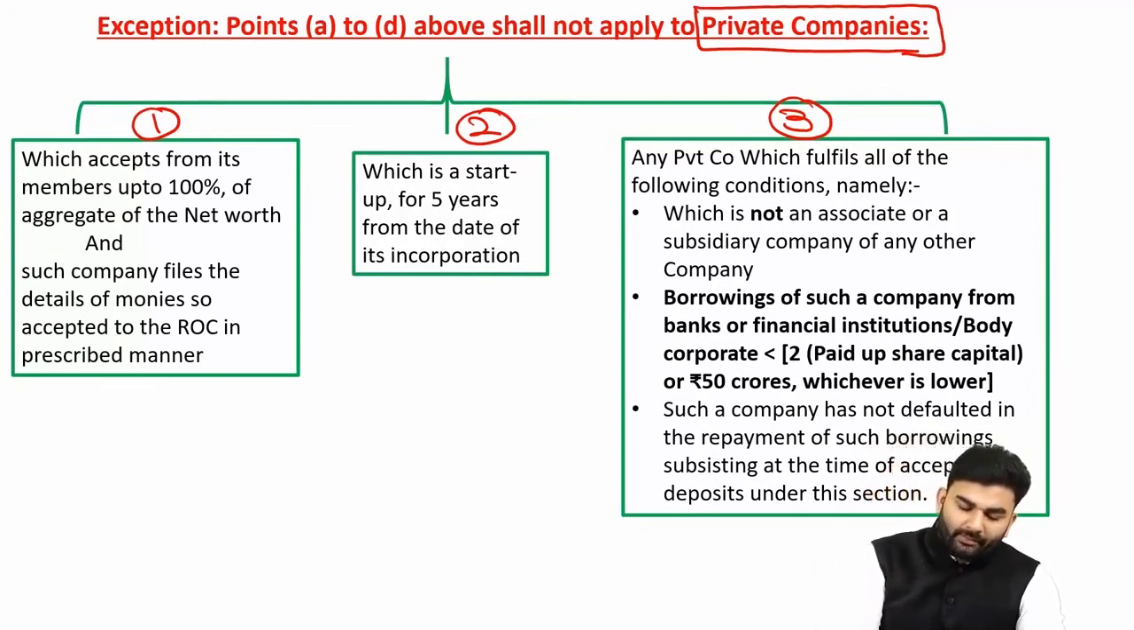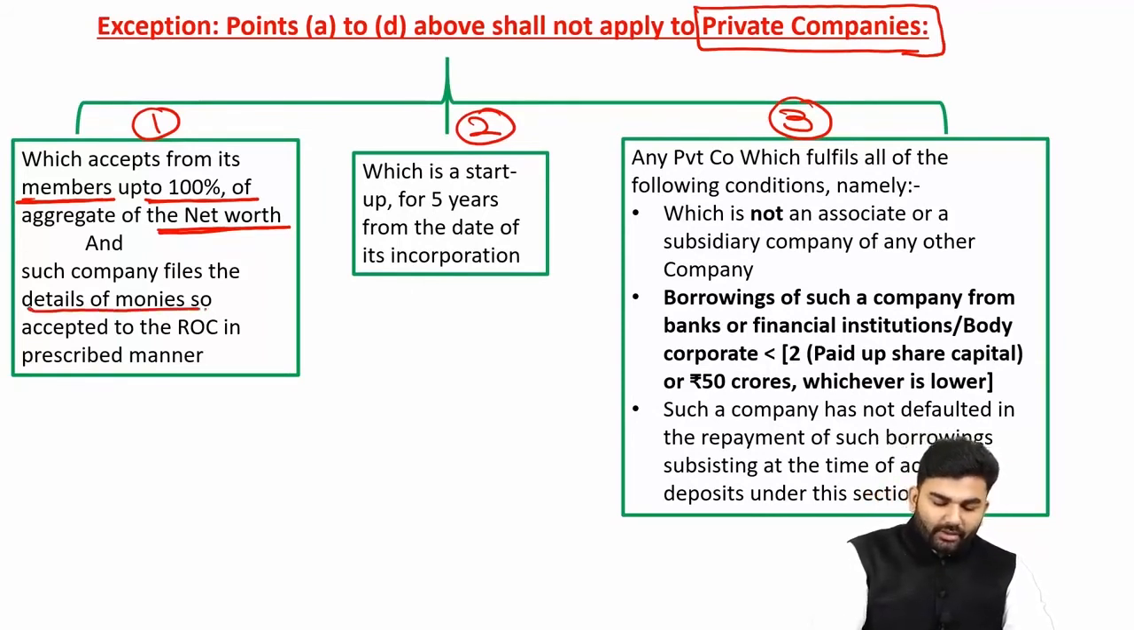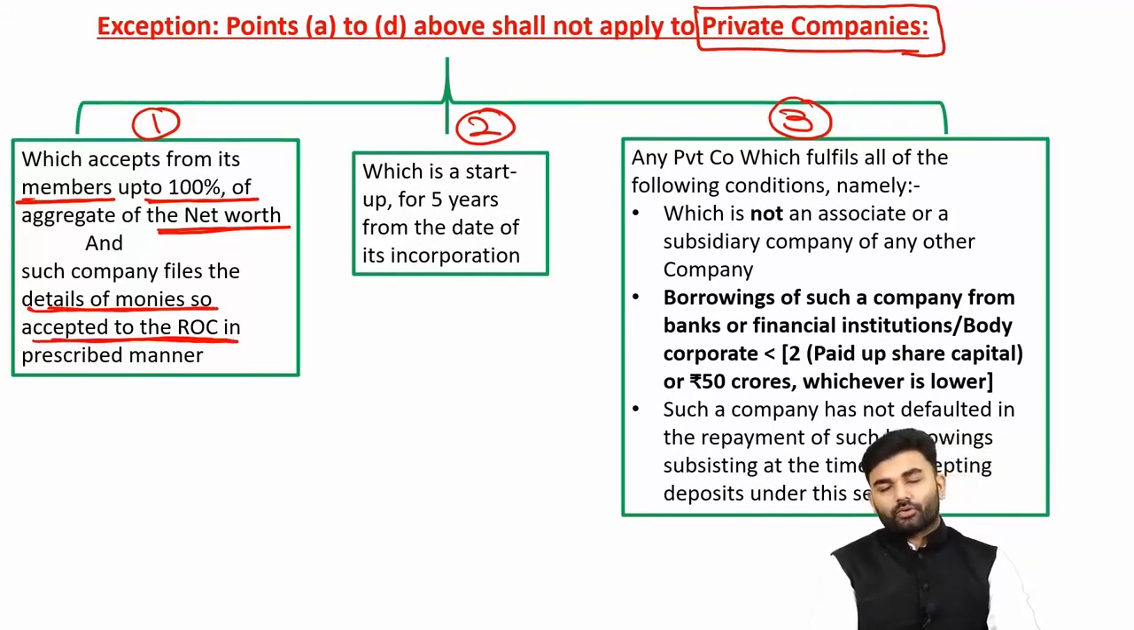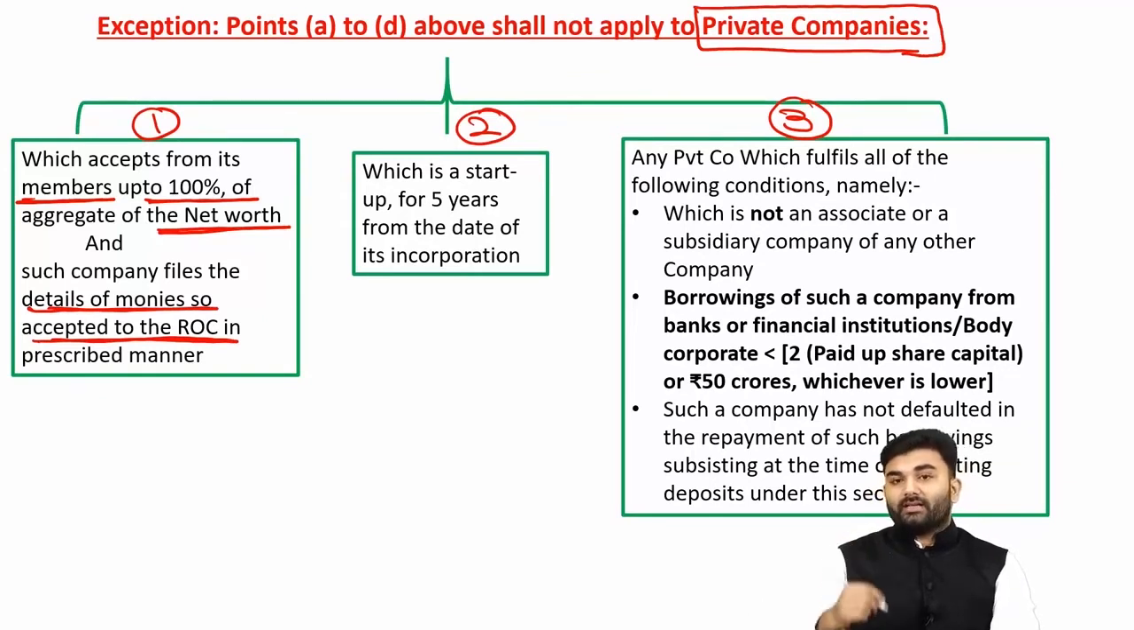If you are a private company and you are accepting deposits from members up to 100% of the net worth, then yes, your private company will be exempted from fulfilling the provisions of point number A, B, C, D. But yes, your private company needs to provide the details of money accepted through deposits to ROC. Whatever is the money the company accepted, those details the company needs to provide to the ROC.